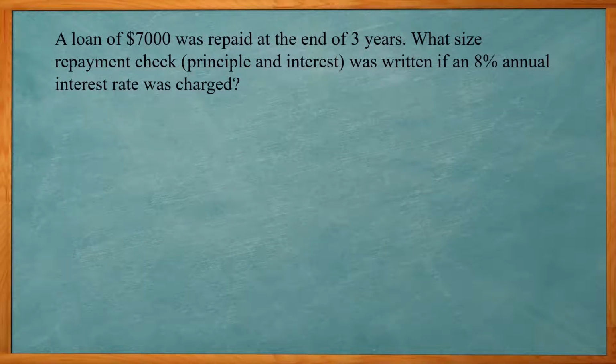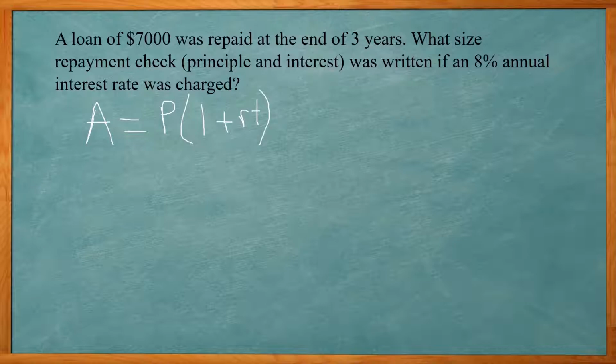So this one says a loan of $7,000 was repaid at the end of 3 years. What size repayment check, principal and interest, was written if 8% annual interest rate was charged? All right, so this one we get to use that second formula where you have A equals P(1 plus RT).